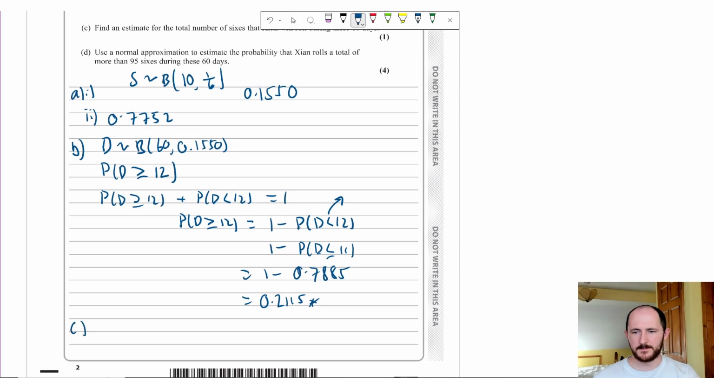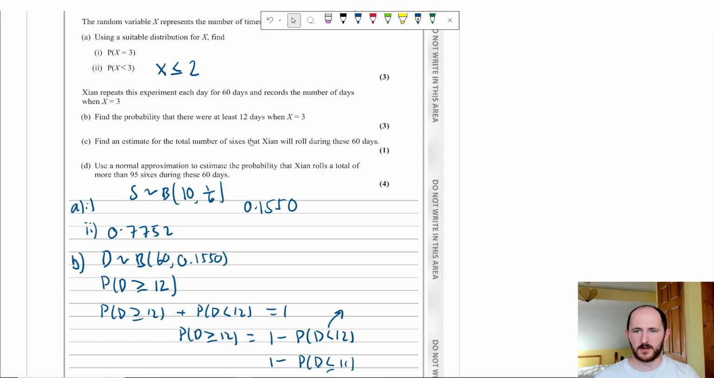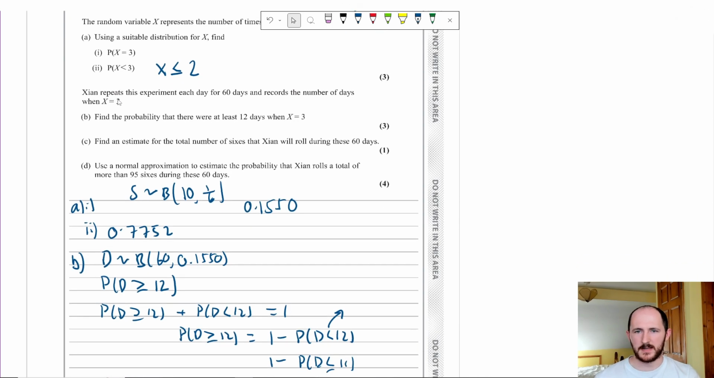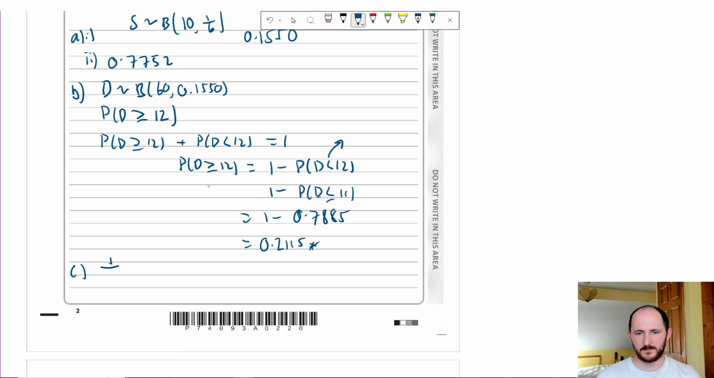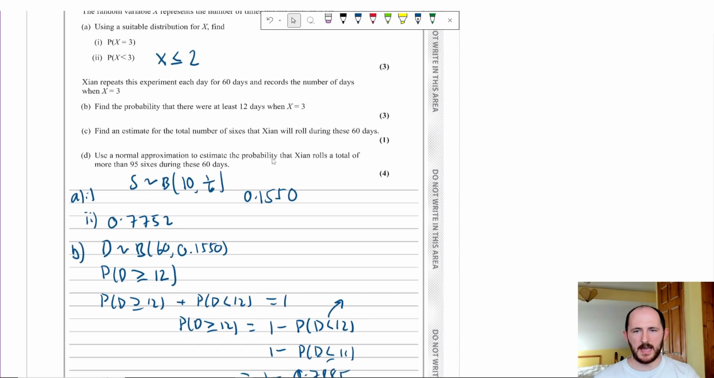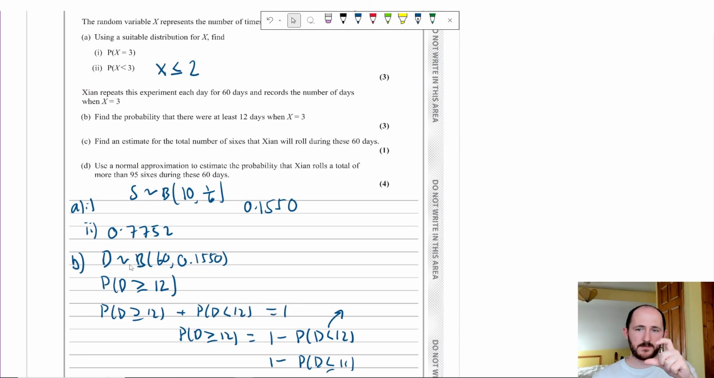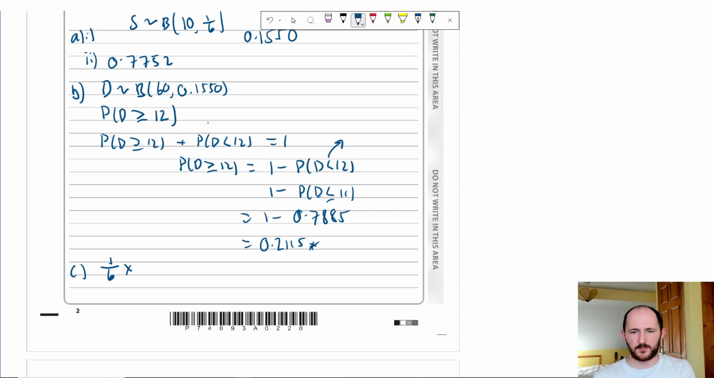For part C, it does say, find an estimate for the total number of sixes that Xian will roll during these 60 days. Okay, so in this case, he's rolling a dice. It does say he's doing it 10 times, but he's rolling a dice once per day. So there's a 1 in 6 chance that he gets a 6. And he's doing it 600 times, right? So again, the probability of getting a 6 is 1 over 6, but he's doing it 10 times each day for 60 days. So in total, he's rolling the dice 600 times, right?